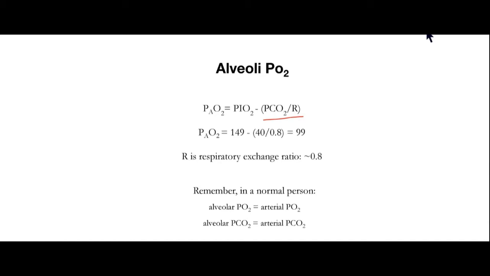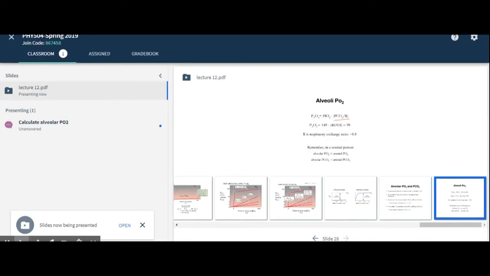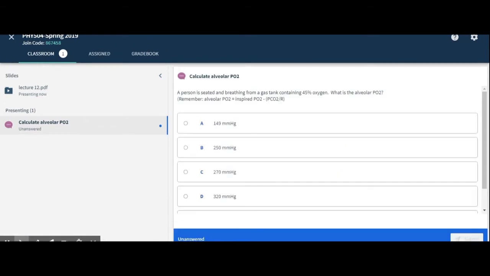Okay. All right, so based on that, take a chance here and see if you can calculate for a person who is at rest. They are seated and they are breathing from a tank that has 45% oxygen. Take a second and see if you can figure out, I put the equation down here. So the inspired minus the PCO2 over the R, assuming the R is complete.